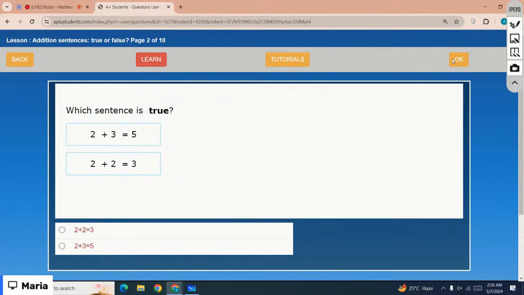The correct option is yes, that's option A. 2 plus 3 equals 5. The first one is the correct option. 2 plus 3 equals 5.